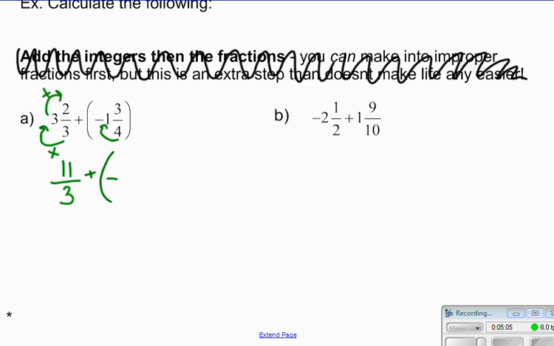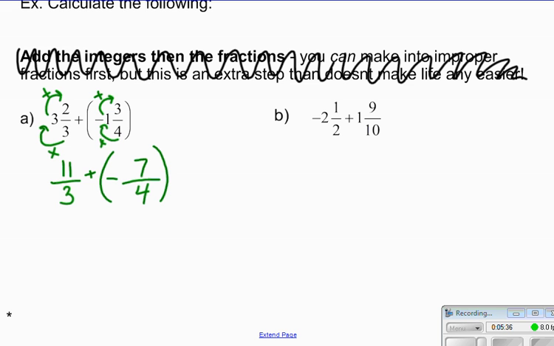So we're going to go 4 times 1, 4, plus 3. So 4 plus 3 gives us 7 over 4. And the whole fraction is negative. If you went 4 times -1, it would give you -4, plus 3 would give you -1. And -7 over 4 and -1 over 4 are not the same. So ignore the negative when you're making your improper fraction and just add it back in at the end.